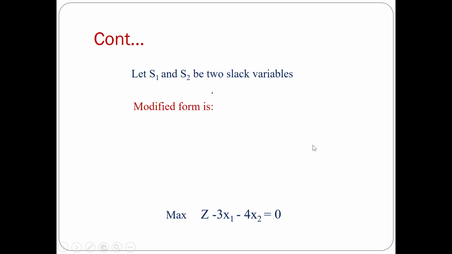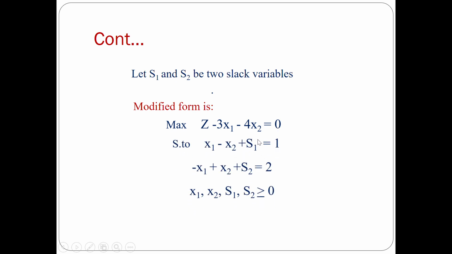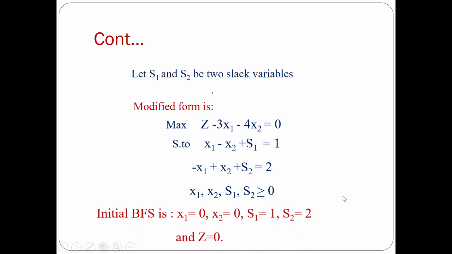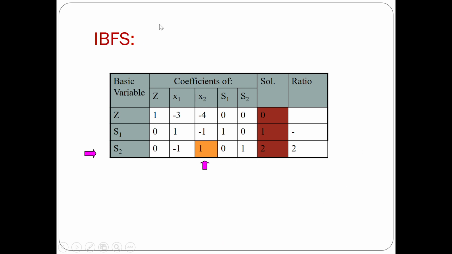And the modified form is Z minus 3x1 minus 4x2 is equal to 0. Then, subject to the constraints, we are adding S1 and S2 here, so that it will be converted into standard form. And we have to take the initial basic feasible solution from this. All the decision variables are 0, S1 is 1, S2 is 2, and the objective function is 0. Next, we construct the initial table by having all these cost coefficients. So this is our initial basic feasible solution.